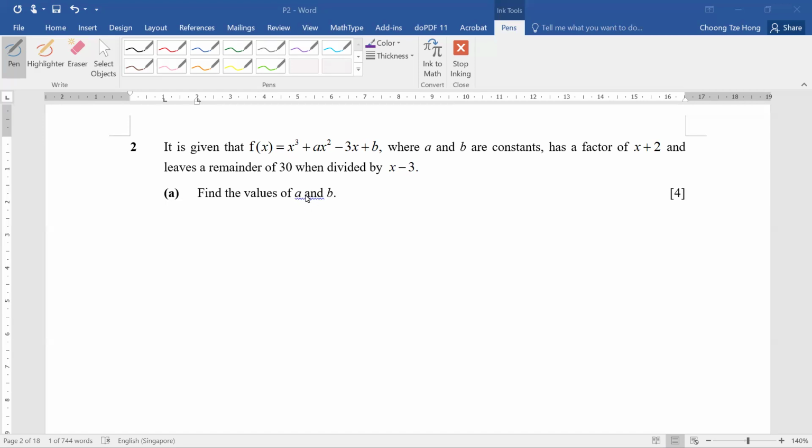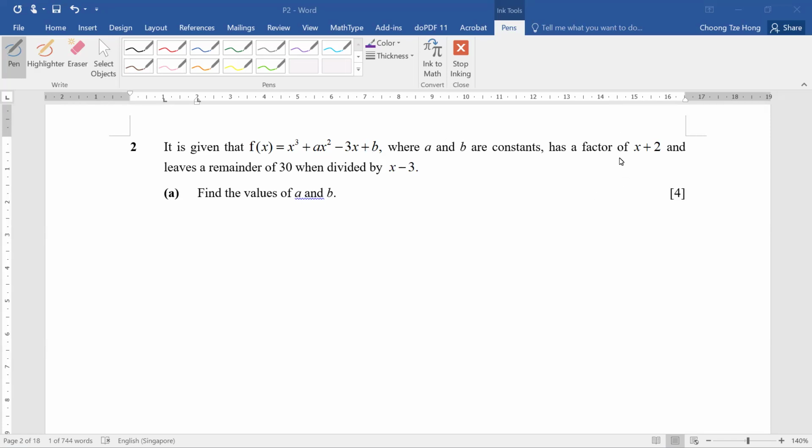Whenever you see a question whereby there are two unknowns to be found, what you should think of would be simultaneous equations. If we can formulate two equations and then solve them simultaneously, then we should be able to find the values of a and b. Now, where are the two equations going to come from?